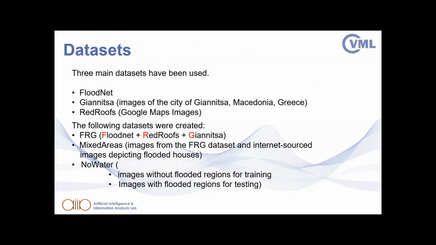For our study, three main datasets were utilized to support flooded house detection. The first one is again FloodNet, which is a collection of images for flood-related tasks. The second one is from a city in Greece called Yanitsa. And the third dataset is called Red Roofs, which was built using images from Google Maps.